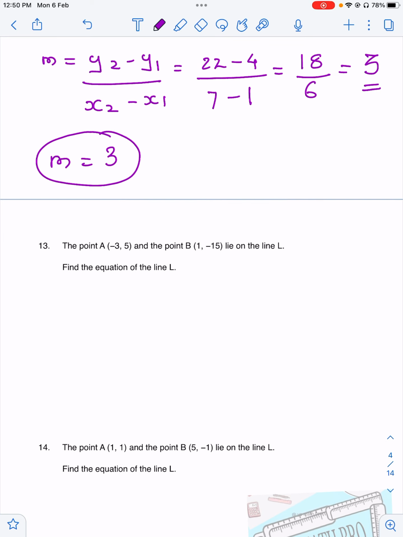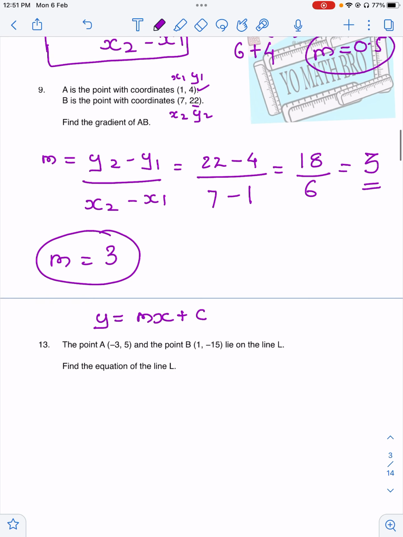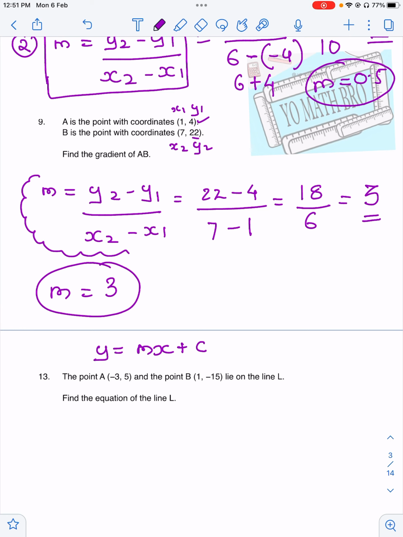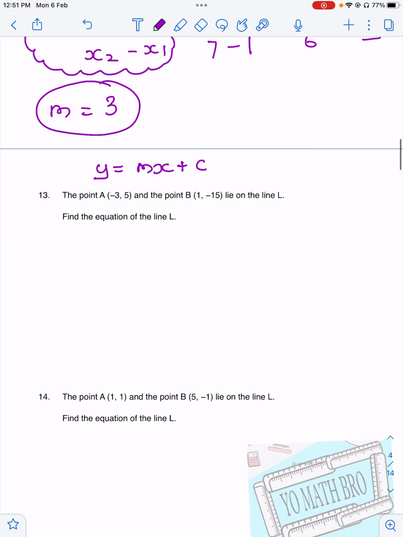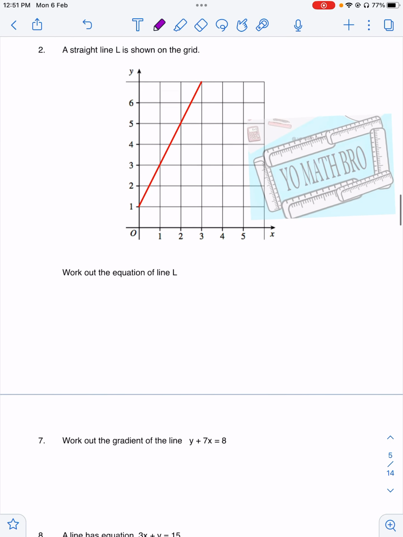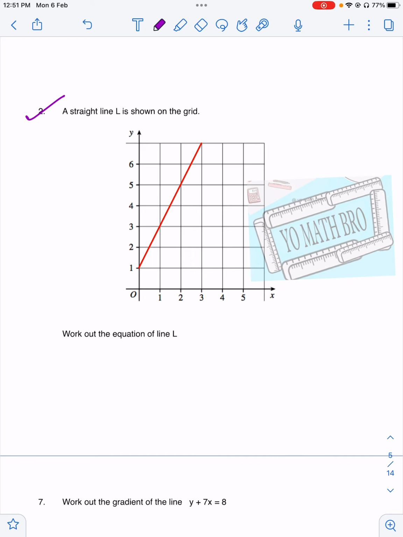Okay. Now comes the part in which we are going to use the formula y is equal to mx plus c. When they just ask you for the gradient, this will be your formula. And when they ask you for the equation of the line, like they have asked in this question, you will use the formula y is equal to mx plus c. As I told you, we have two ways by which we can find the equation of the line. First is when they give you coordinates, and second is when they give you the graph. Both of them we are going to learn in this video today.